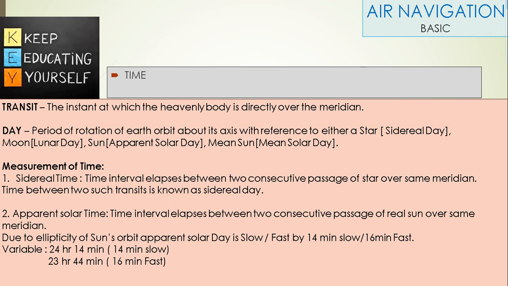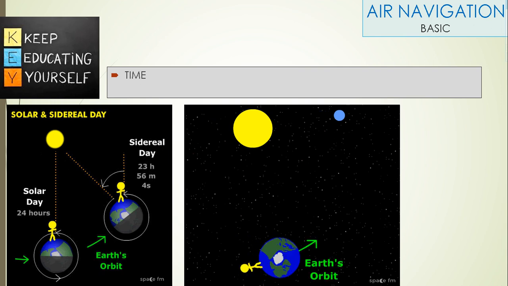Apparent solar time: the time interval that elapses between two consecutive passages of the real sun over the same meridian. As we know, Earth's orbit is elliptic, and the solar day is slow by 14 minutes, so it's a variable 24 hours 14 minutes, and somewhere it will be fast by 16 minutes. So apparent solar time will be variable between 24 hours 14 minutes to 23 hours 44 minutes. Now you see this.